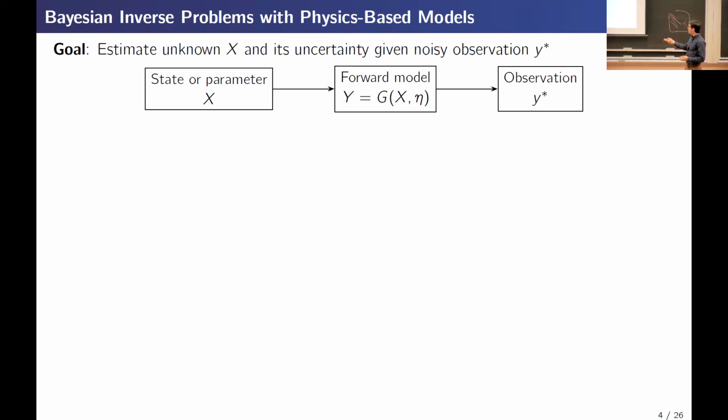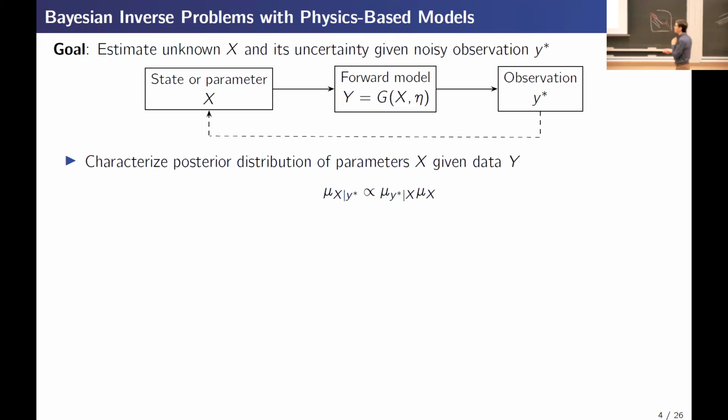And ideally, what we'd like to do in inverse problems is, given that observation, try to infer the state or parameter x, as well as the uncertainty in the estimate. And this is typically done by sampling what's known as the posterior distribution. So here, and for the talk, we're going to always denote these targets by mu. So mu of x given an observation y star, which is related to some prior that we know on the state and some likelihood that describes how the state is related to our observation.